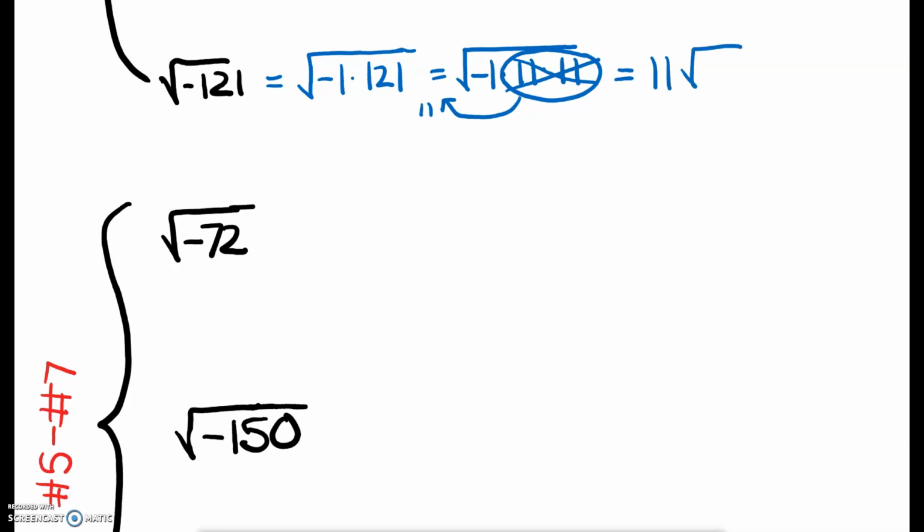So I have 11 times the square root of -1. And then I notice I have the square root of -1, so this can still be simplified to 11i. All right, so what happens if your square root doesn't simplify all the way? How do you do it with a number that isn't a perfect square? Because these first three examples were all perfect squares.